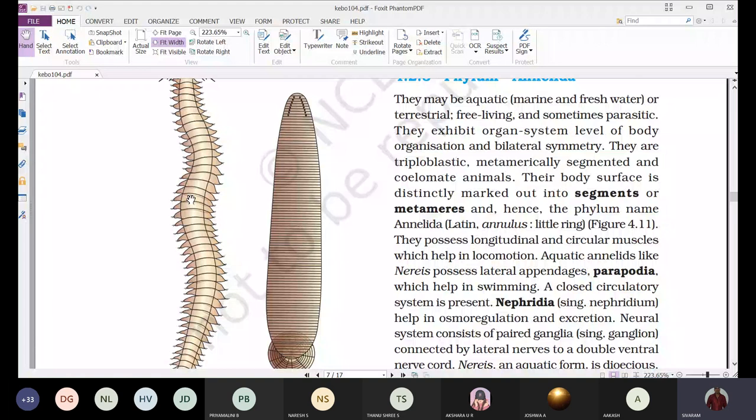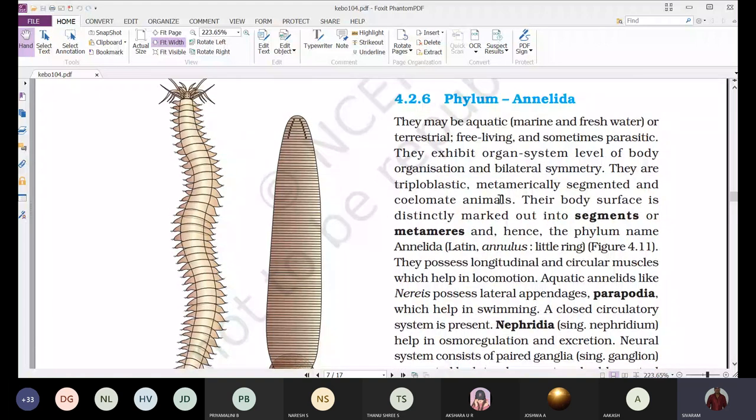And coelomate animals, these are the first true coelomate animals. First true coelomate animals, that is eucoelomate. Because before this, we have got platyhelminths and askelmints. Platyhelminths are acoelomates and askelmints are pseudocoelomates. But these are the first group of organisms in the animal kingdom which are showing a eucoelom or true coelom. So that's why we say, coelom.